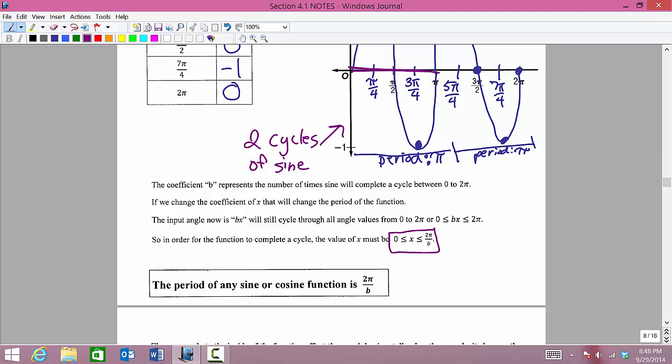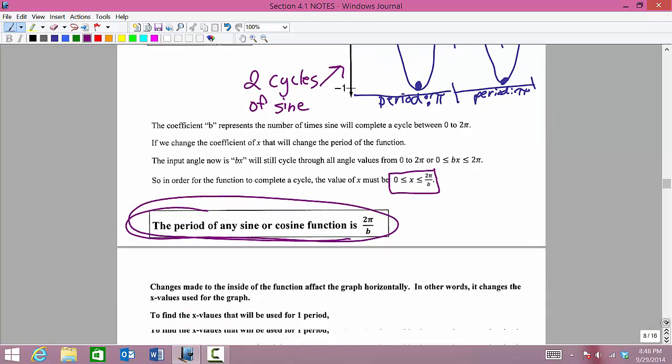So for both sine and cosine, if I want to find the period of the function, I take 2 pi and I divide it by the number that's being multiplied times x on the inside of our function. And that will tell us the period of our function.